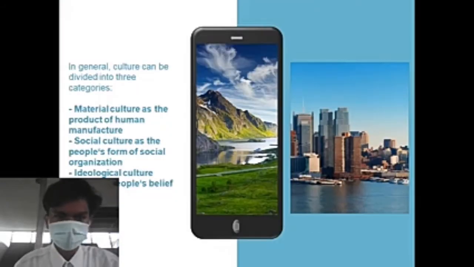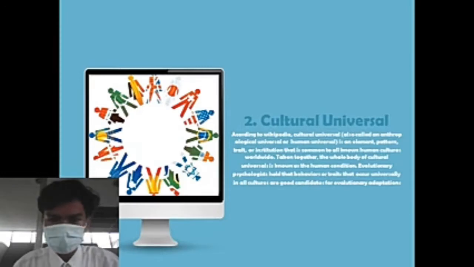Okay, next, in general, culture can be divided into three categories. Material culture as the product of human manufacture, social culture as the people's form of social organization, and ideological culture including people's beliefs and values. Okay. Next material is cultural universal. According to Wikipedia, a cultural universal is an element, pattern, trait, or institution that is common to all human cultures worldwide. Taken together, the whole body of cultural universals is known as the human condition. Evolutionary psychologists hold that behaviors and traits that occur universally in all cultures are good candidates for evolutionary adaptation.